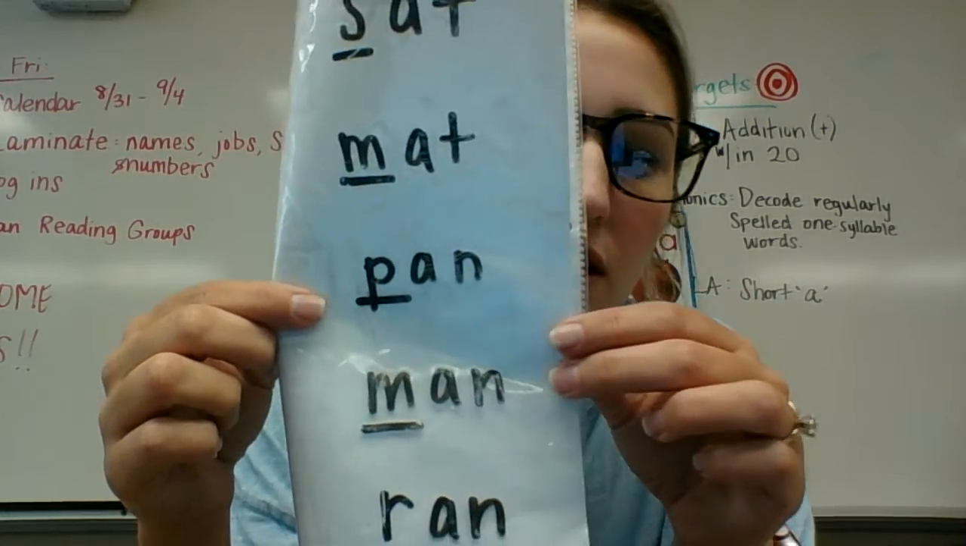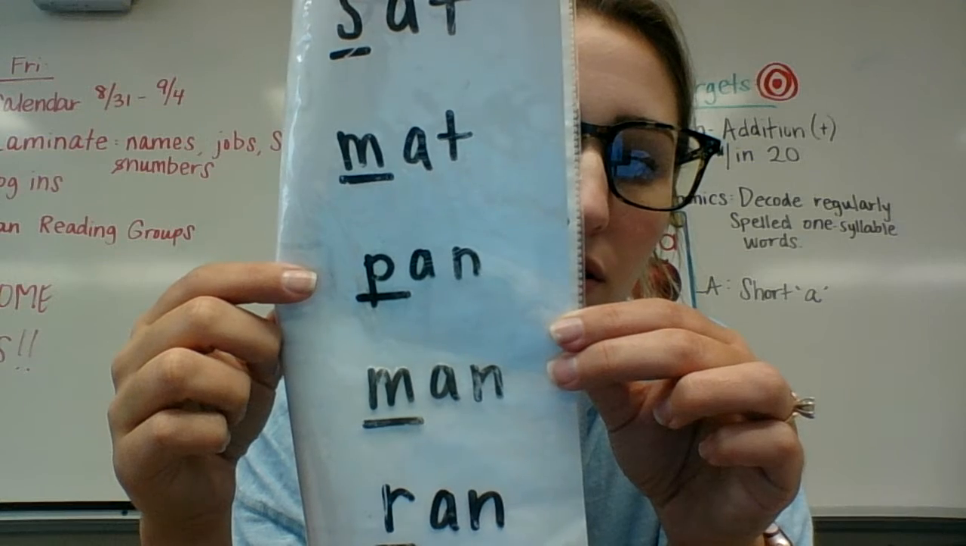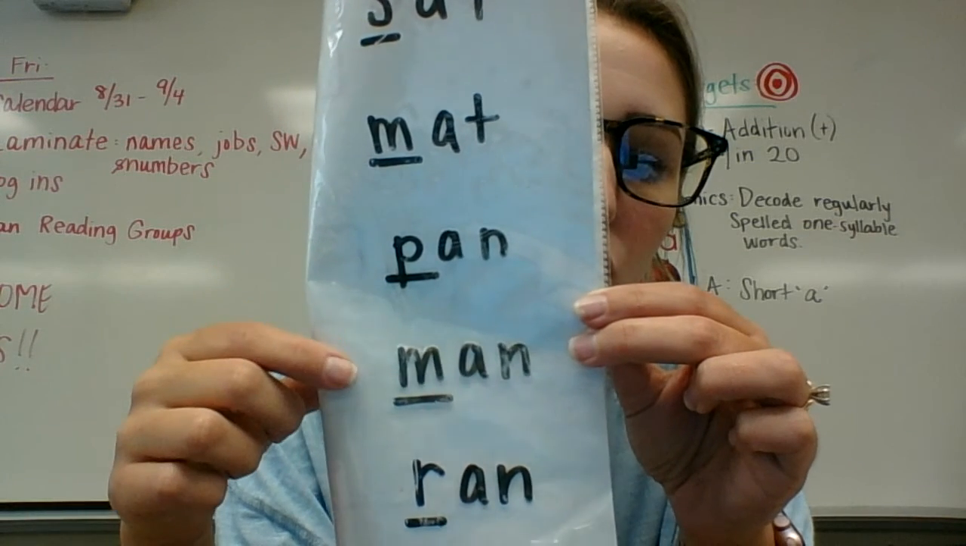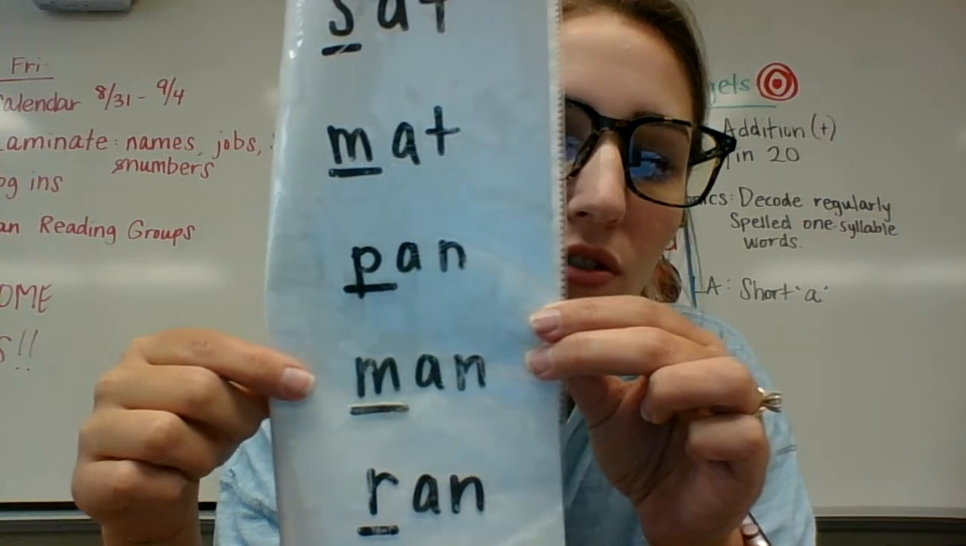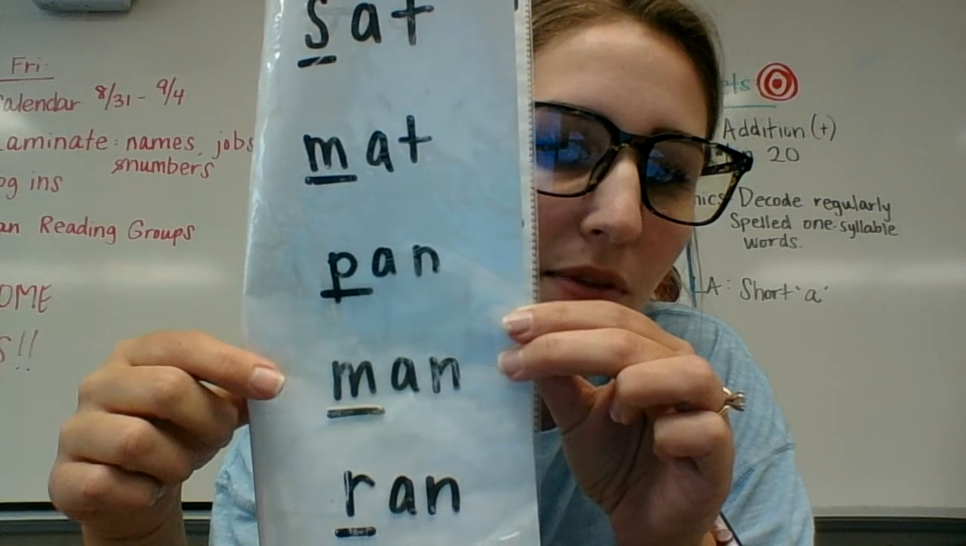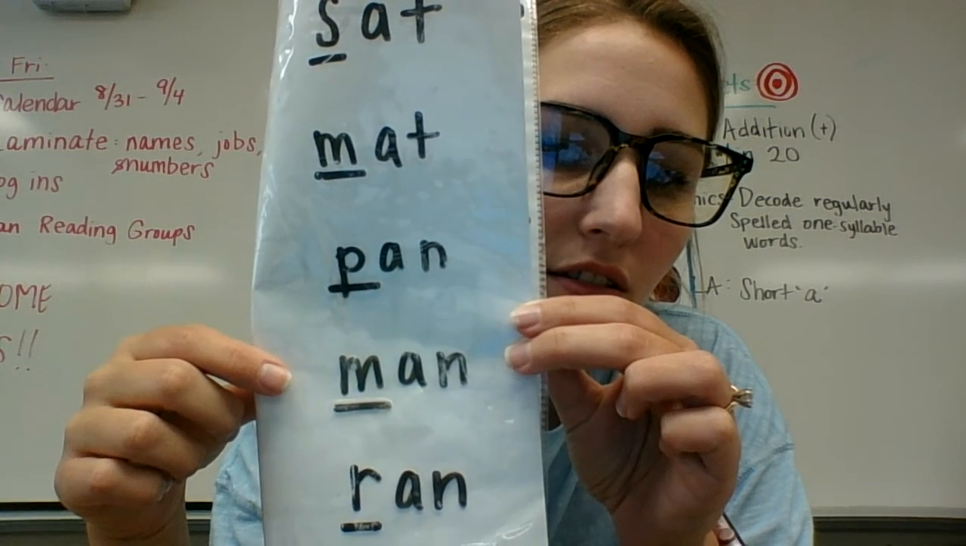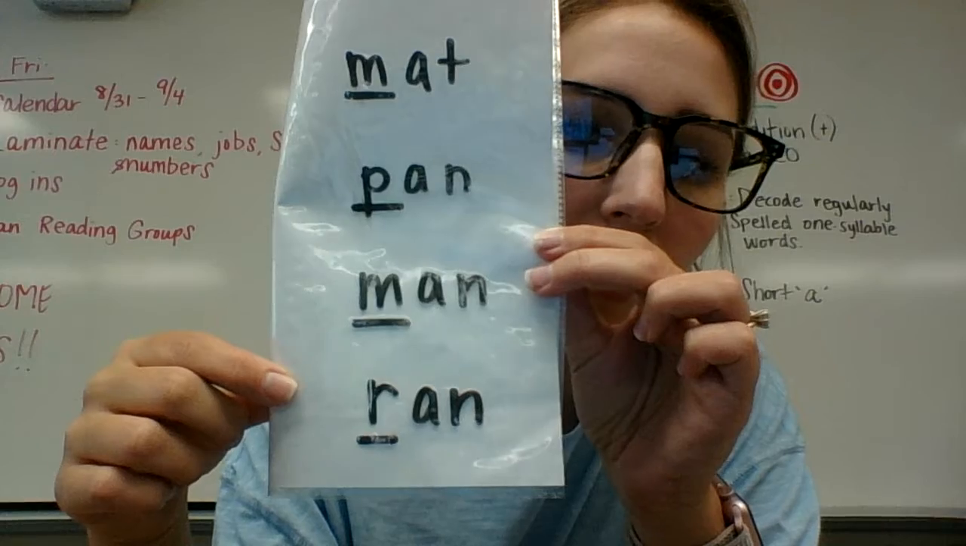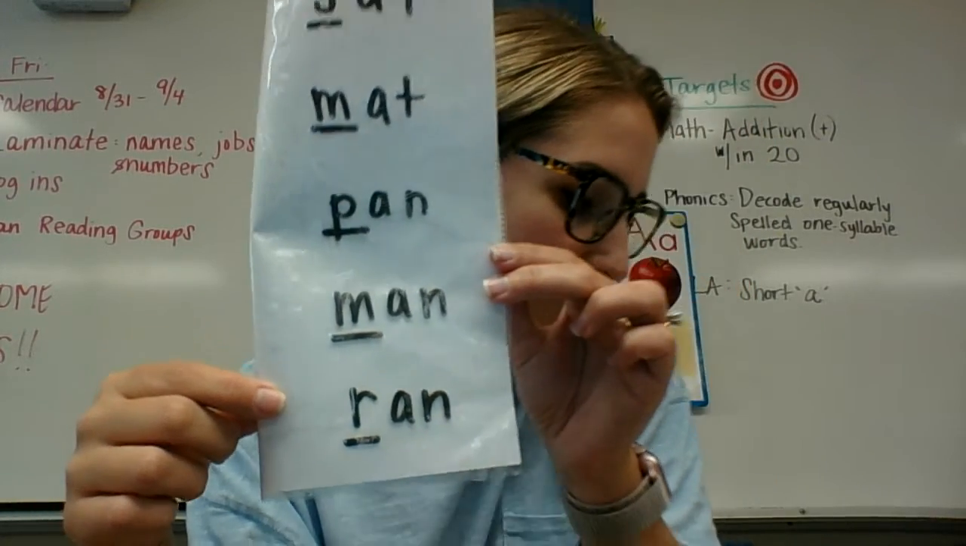And then we went down to this word. What's this word? And then we switched the beginning sound to the letter M. Now what's the word? And then we changed it to a letter R. Now what's the word?